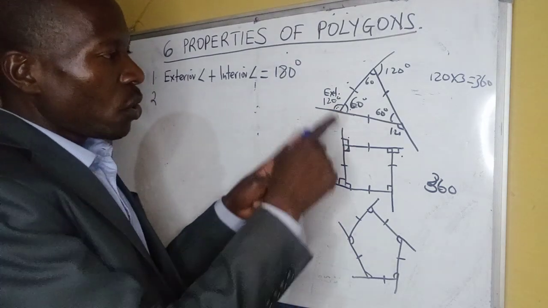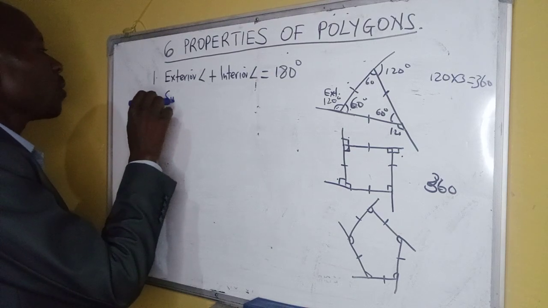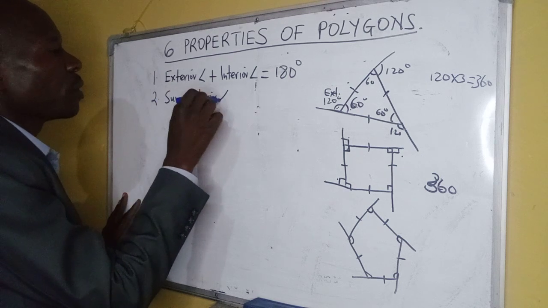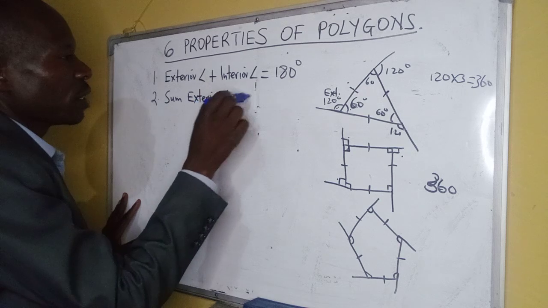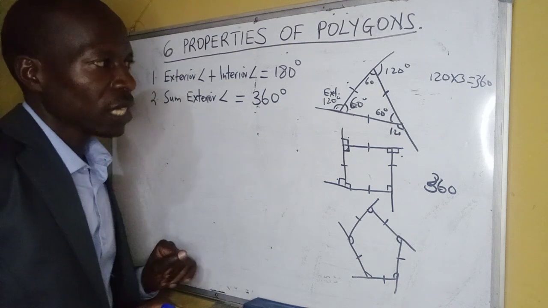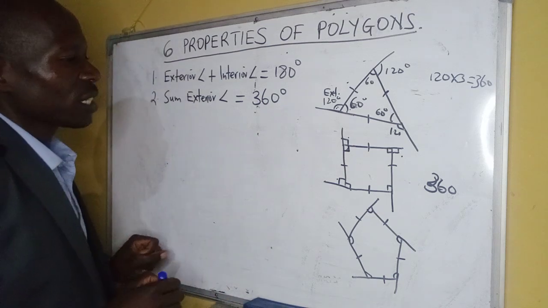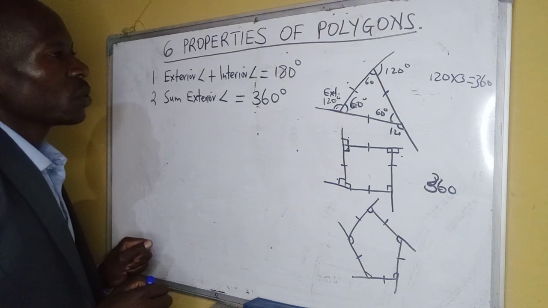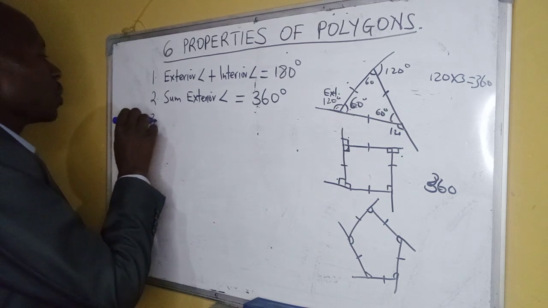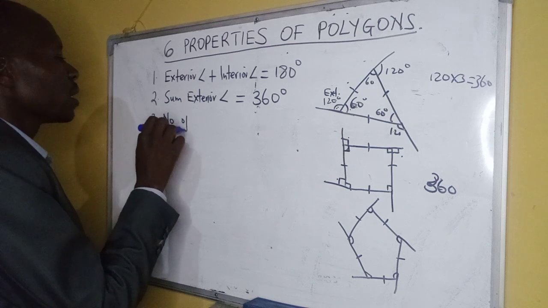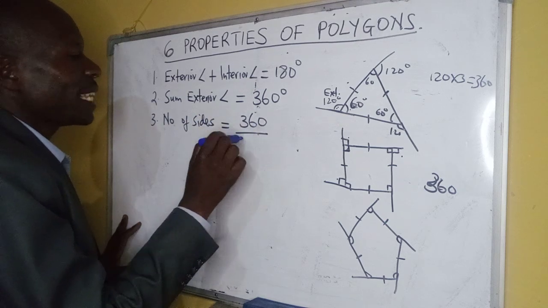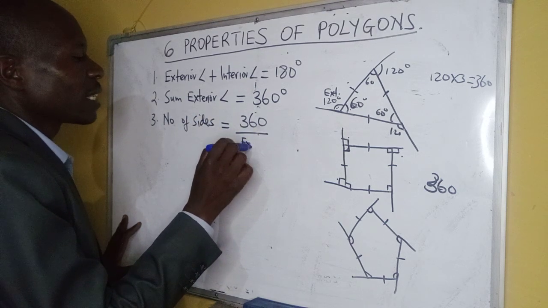So we realize that the sum of exterior angles of a polygon is equivalent to 360. It doesn't matter how many sides it has, it will add up to 360. Another thing that you need to know is that when you have the exterior angle, you can get the number of sides. The number of sides can be gotten by dividing 360 over each exterior angle.